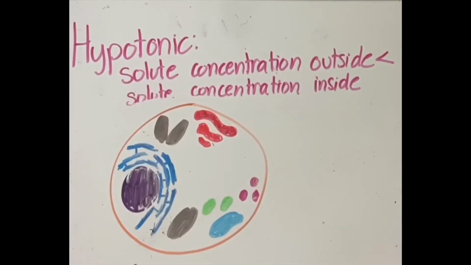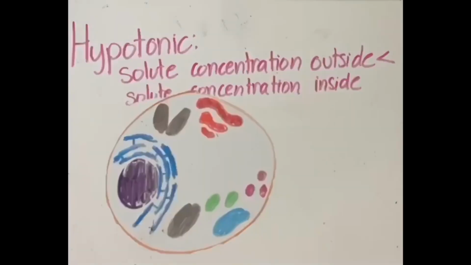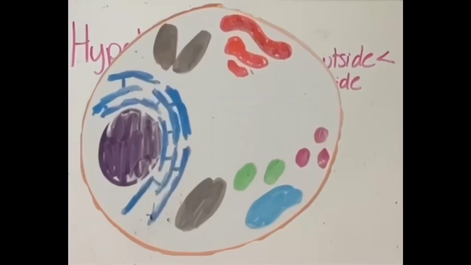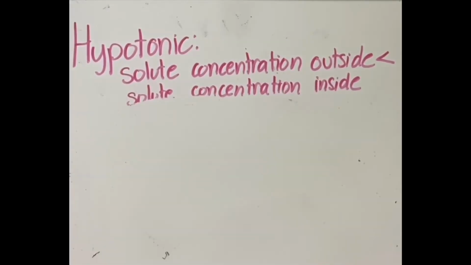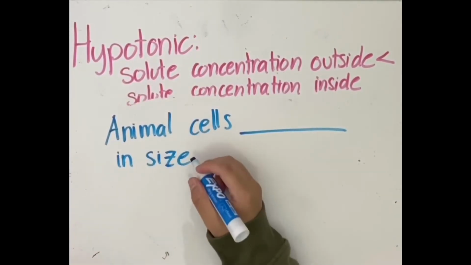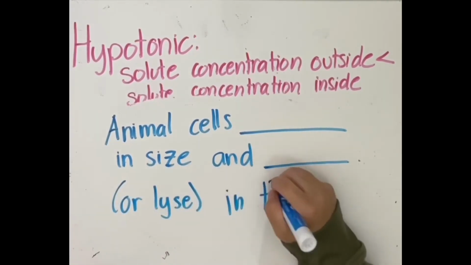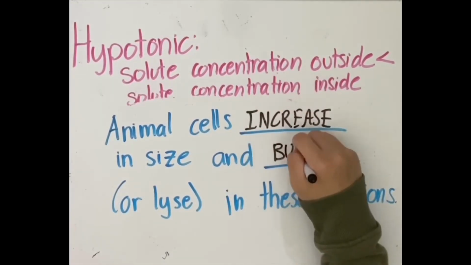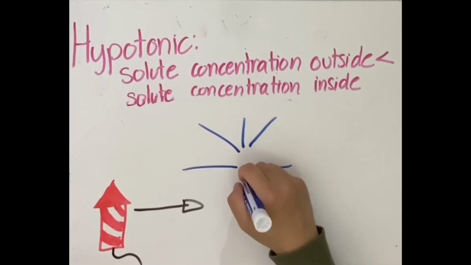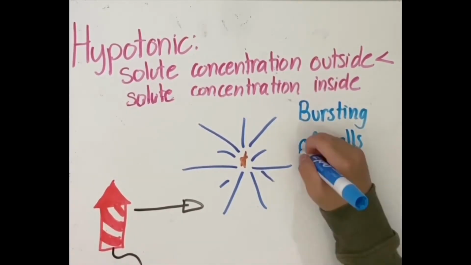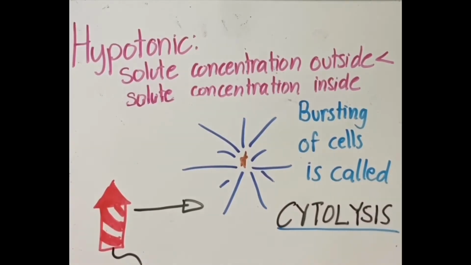Now this cell also looks innocent and unsuspicious, but look, it's growing, and now it blew up. I got trust issues with these cells. Anyways, the reason for this is because animal cells increase in size and burst in these solutions. Ooh, fireworks. 4th of July barbecue in my backyard. Also, the bursting of cells is cytolysis.